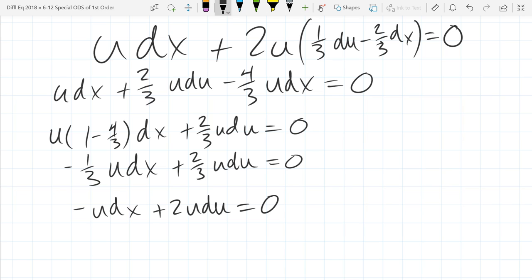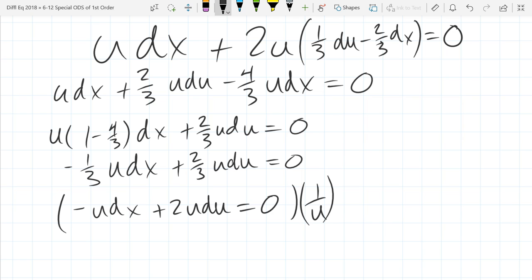So any questions getting down to this form? What can I do from here? Subtract over and get rid of the u's. So I can basically divide by u. Now if I divide by u, what am I assuming about u? That it's not zero.